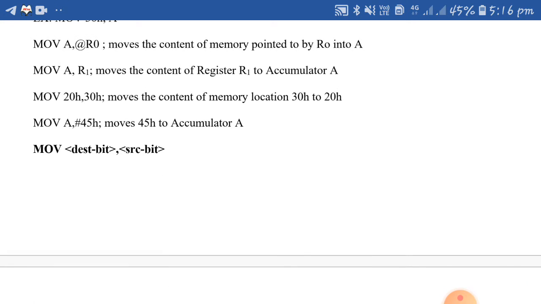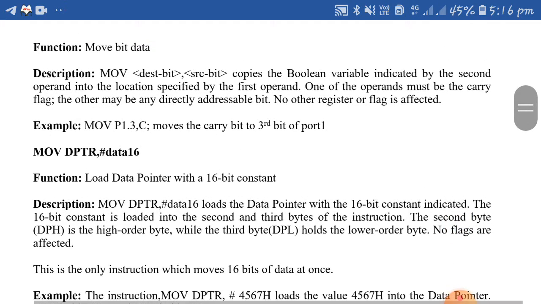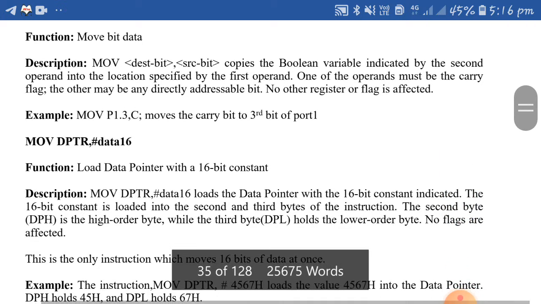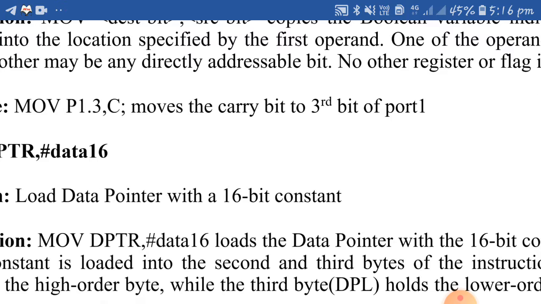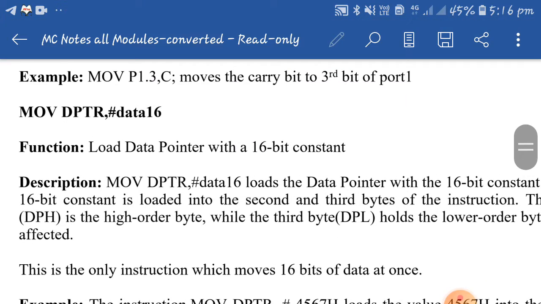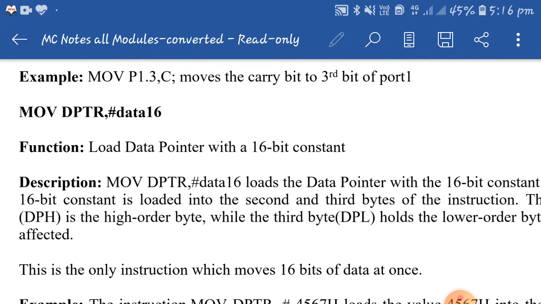The general format of the bit data transfer instruction is move, then one space, destination bit, comma, source bit. It is going to move bits, not bytes. You can store the bits from source to destination. Example, move P1.3, C moves the carry bit into the third bit of port 1. Like that, you have the constant move DPTR, #data16, which loads the data pointer with a 16-bit constant.